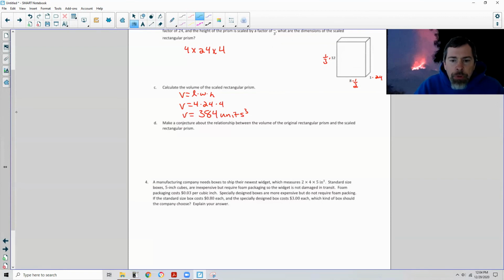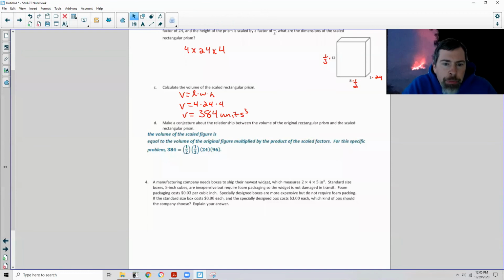D says to make a conjecture about the relationship between the volume of the original rectangular prism and the scaled rectangular prism. Okay, so the volume of the scaled figure is equal to the volume of the original figure multiplied by the product of the scale factors. For this specific problem, 384 is equal to 1/2 times 1/3 times 24 times 96. And that gives us 384.